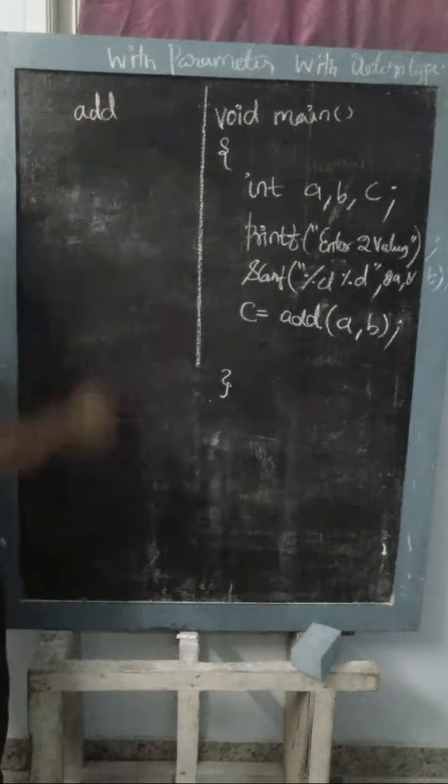we have to write the return type. It will be at the end. Here there are two parameters. The type of both parameters is integer. A is of type integer. B is of type integer. So that we can receive the values of A and B.